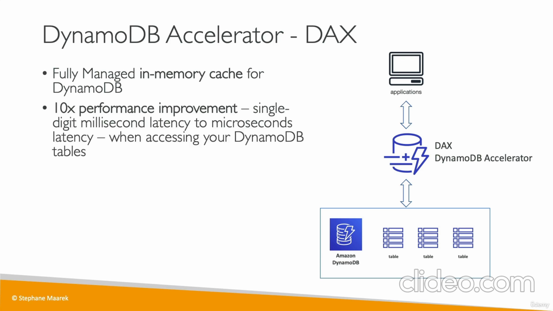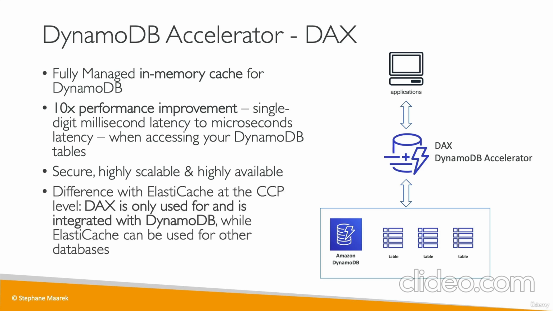So this is going to give you a 10x performance improvement. Instead of single-digit millisecond latency to read records, you will have microseconds latency when accessing your DynamoDB tables. It's going to be fully secure, highly scalable, and highly available. And the difference with ElastiCache, again, is that DAX is only used and is fully integrated with DynamoDB, whereas ElastiCache can be used for other types of databases to provide caching capabilities. So that's it for this lecture. I hope you liked it, and I will see you in the next lecture.